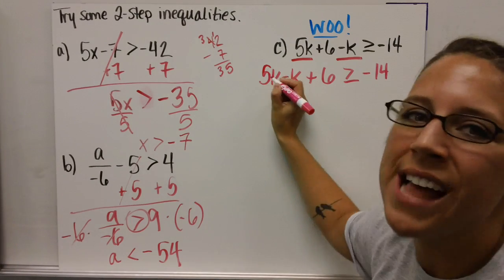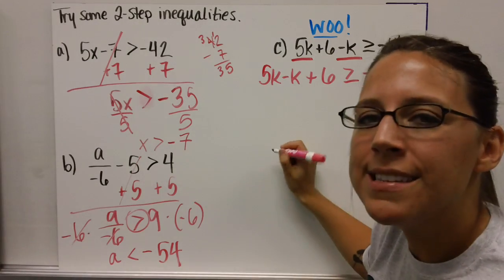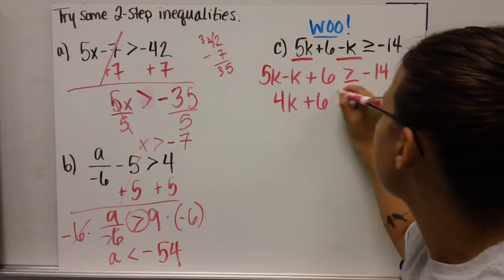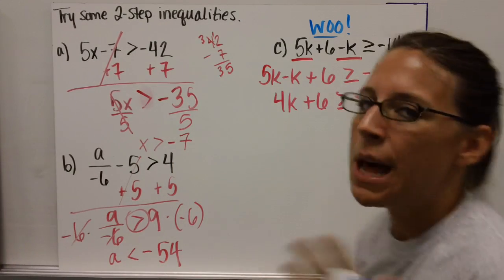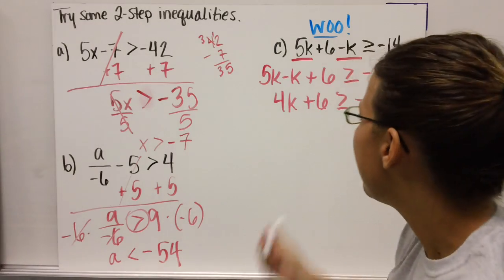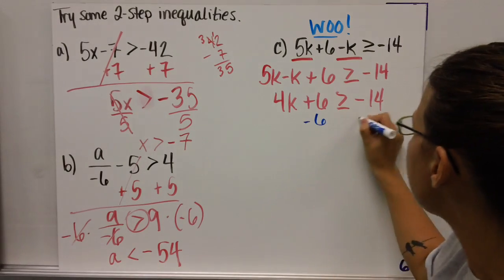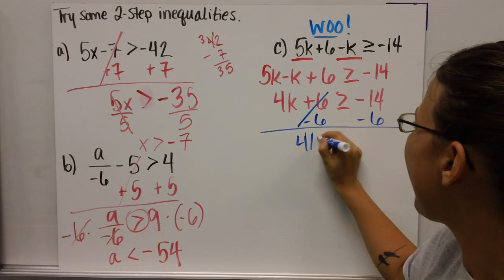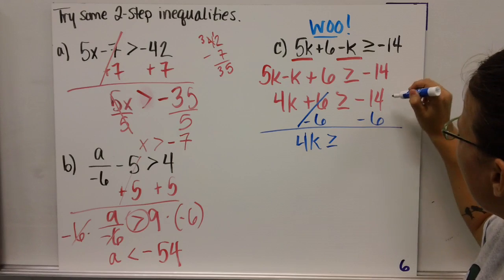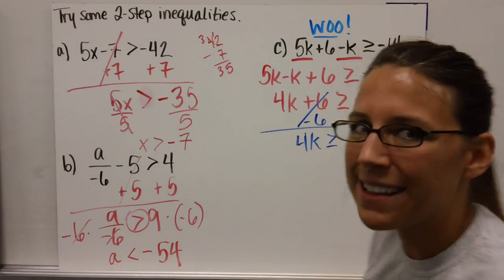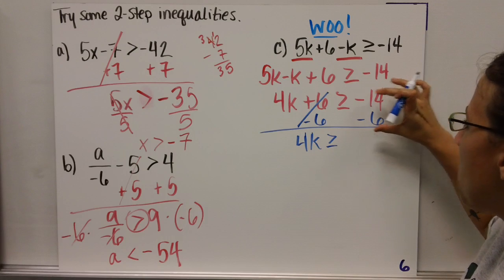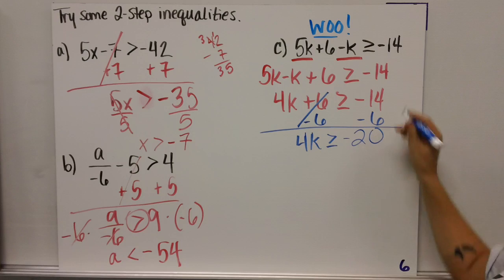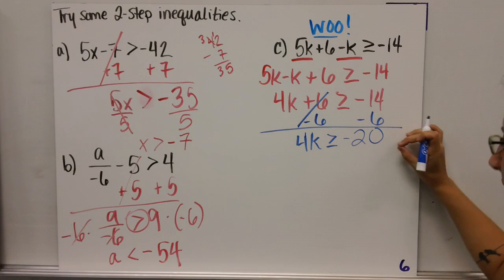I can combine those like terms. 5k minus k, minus 1k, is 4k plus 6 is greater than or equal to -14. Painless, right? You've got this. Now I'm going to take 6 away from both sides. Okay, that's 0. So 4k is greater than or equal to, what's -14 minus 6? Well, I like you to start seeing now when you have two negatives and you're combining them, that's a -20. See it? -14 and -6 is -20.